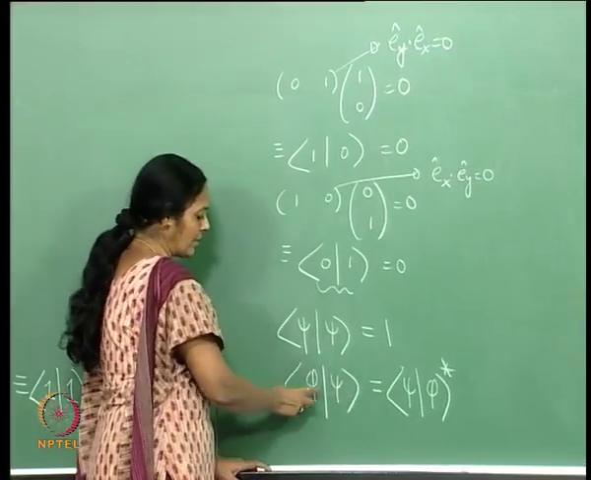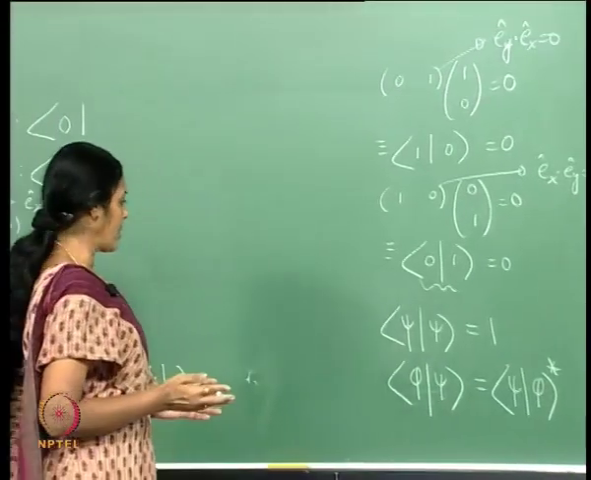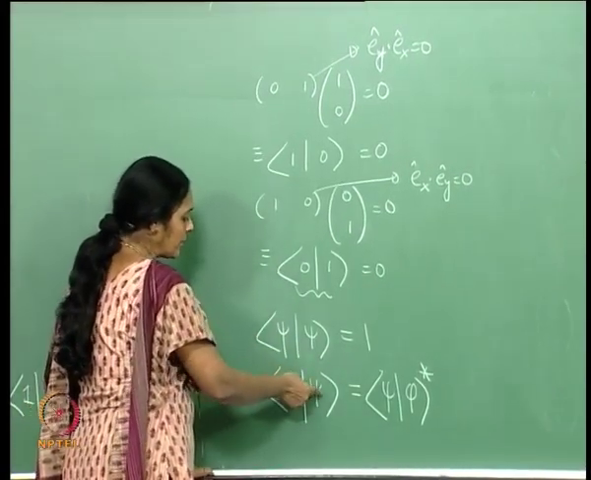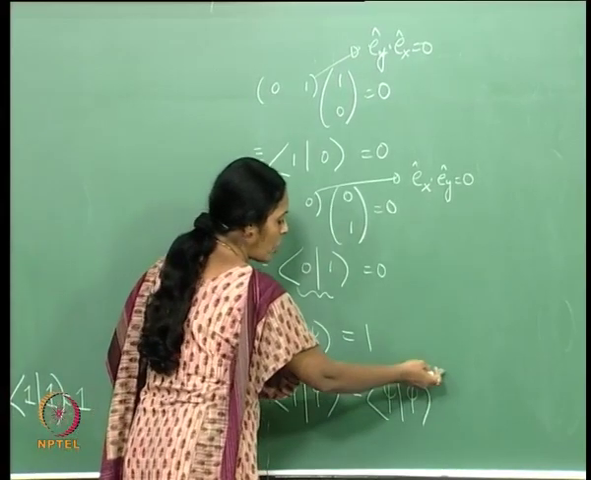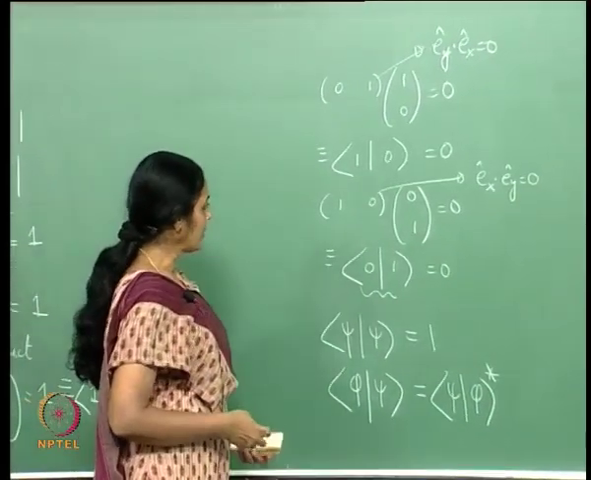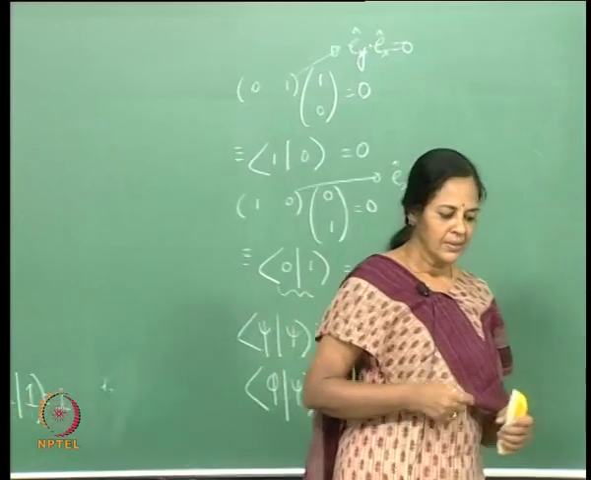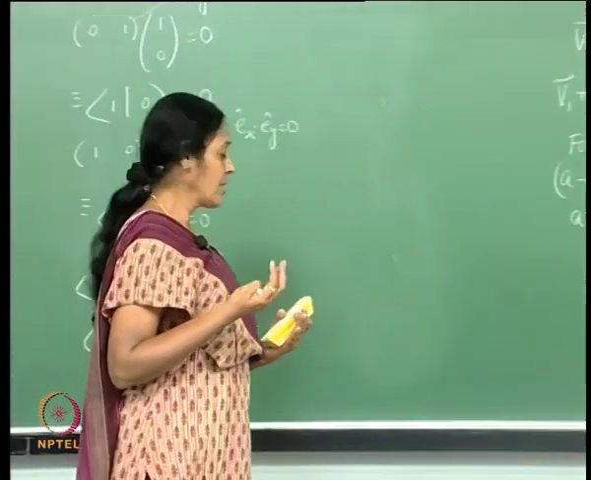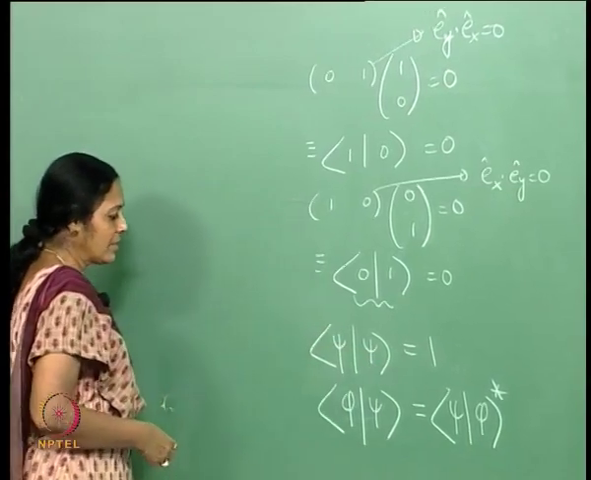And therefore, the general statement is that an inner product could be complex, could be a complex number. And it is clear that if you work with ket psi bra phi, this number is going to be the complex conjugate of that number. So, this is a property of the inner product. Till now, what we have seen is basically to make numbers, to make scalars out of the kets and the bras. The scalar that I got is the inner product structure.